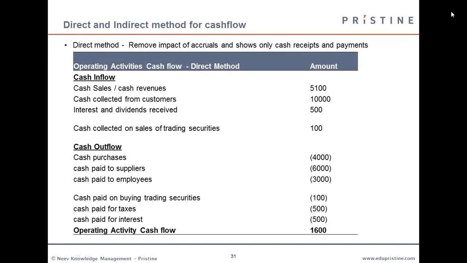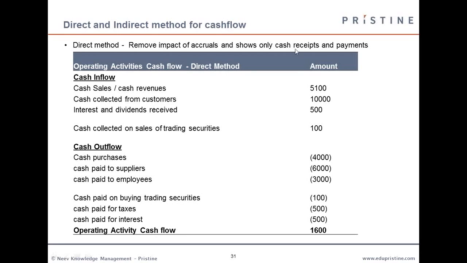So now let's move on to direct and indirect methods of cash flow statements. We have two methods of representing cash flow statements. In case of direct method, we directly show only the cash receipts and payments. We don't see the impact of other accruals.